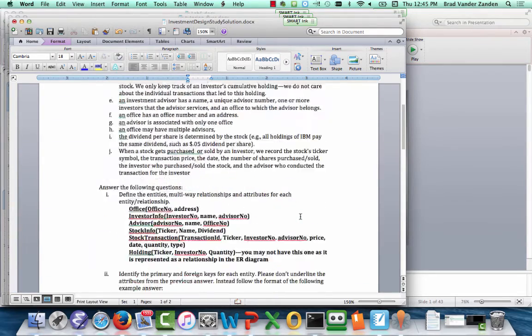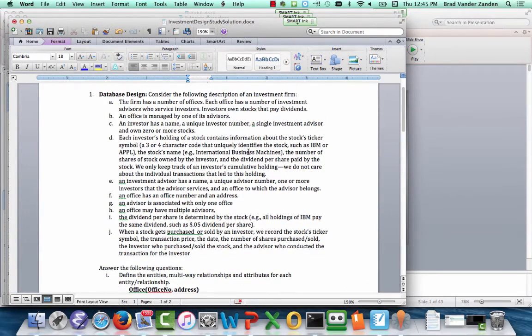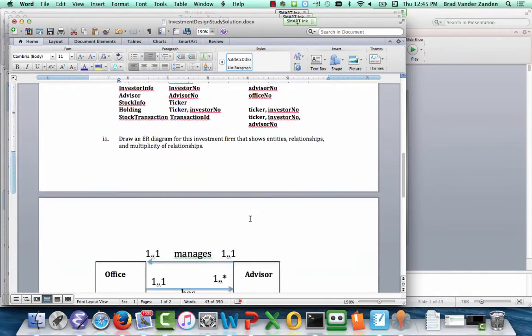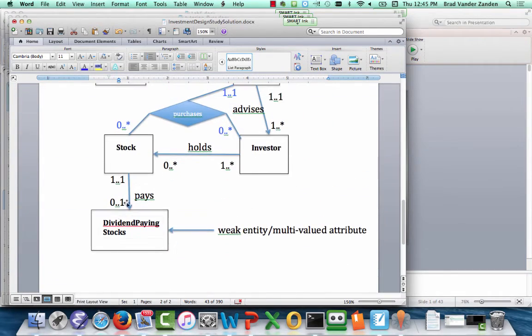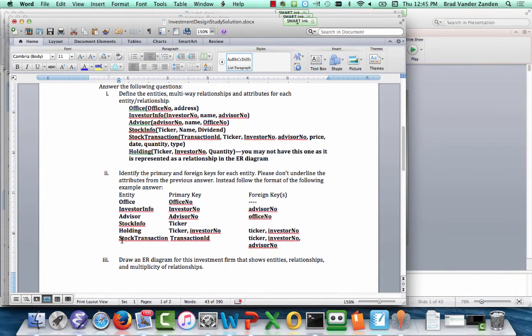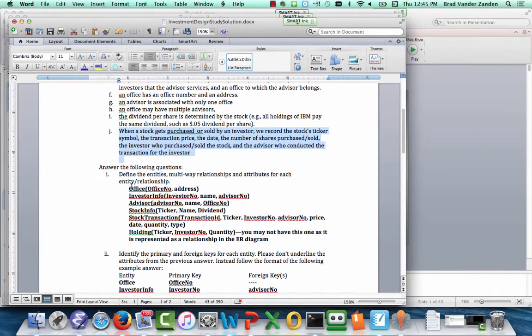So the thing I'd left you with last time is if the description of an item is pretty complicated, like it was in D and J, and mentions multiple entities, you should strongly suspect either an end-to-end or a multi-way relationship is involved. It's a strong tip-off that that's what's going on. Also in my solution, I showed dividend-paying stocks as a separate entity. That's unnecessary, but I was just showing it as an example.